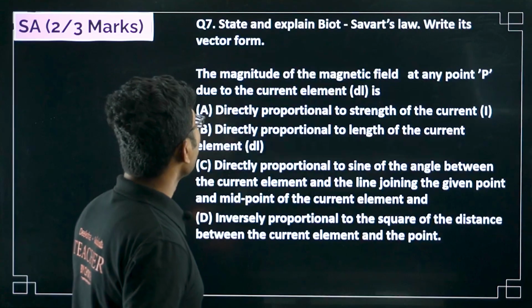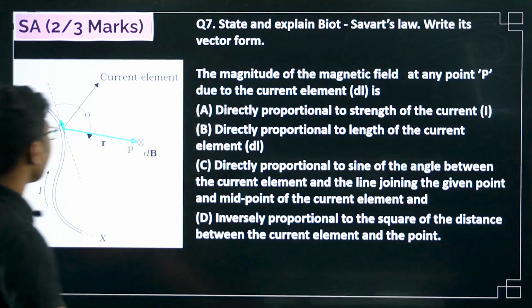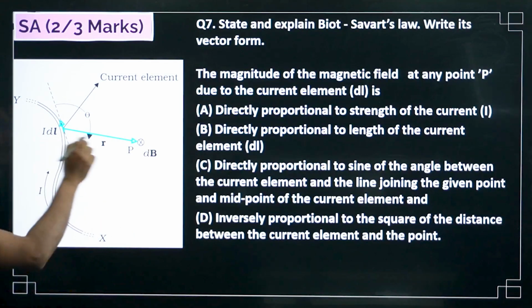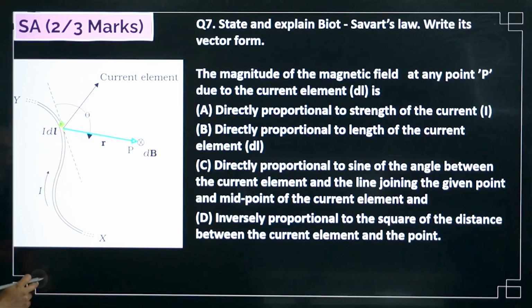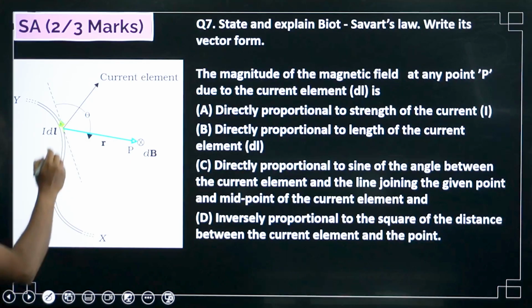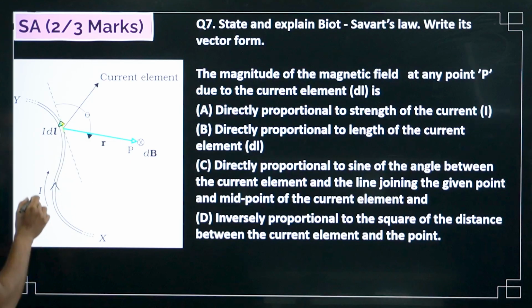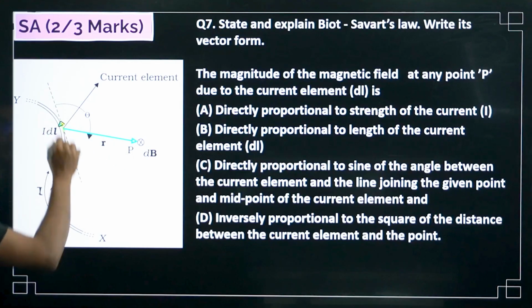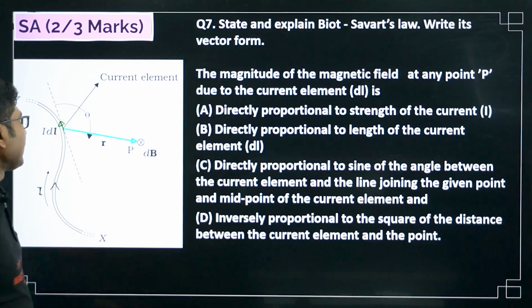Let's move on. State and explain Biot-Savart's law, write its vector form. First of all, this diagram is compulsory in the statement of Biot-Savart's law. There is a point, there is an arrow. This arrow represents the vector dl. This is called the current element. Current I flowing must be shown in the circuit, and the distance r must be shown. This angle theta must be shown. And this is called the current element, as I mentioned. So this diagram must be drawn, and then you have to write it.